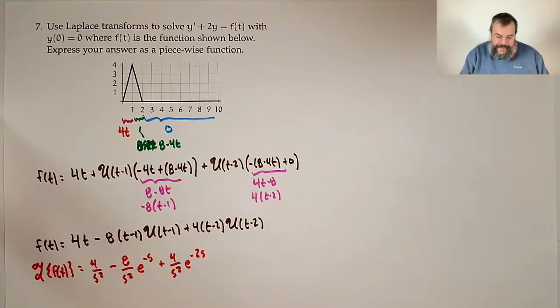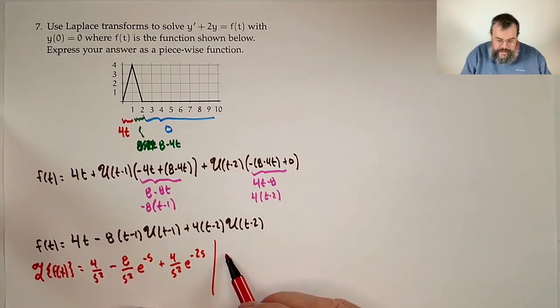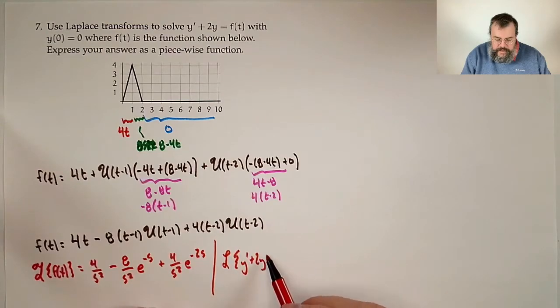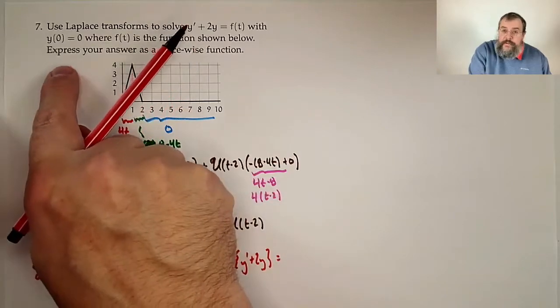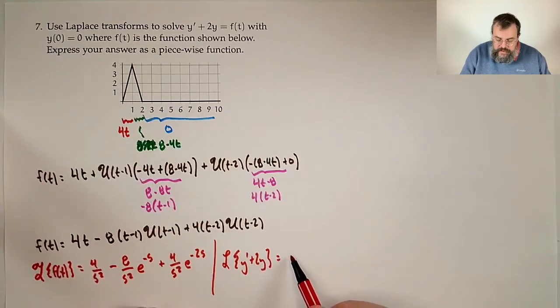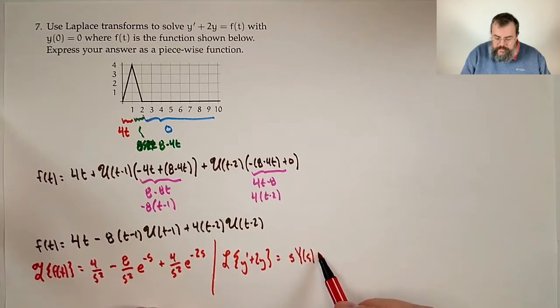On the other hand, we have that the Laplace transform of y prime plus 2y is going to be equal to, because y of 0 equals 0, s times capital Y of s plus 2 capital Y of s.